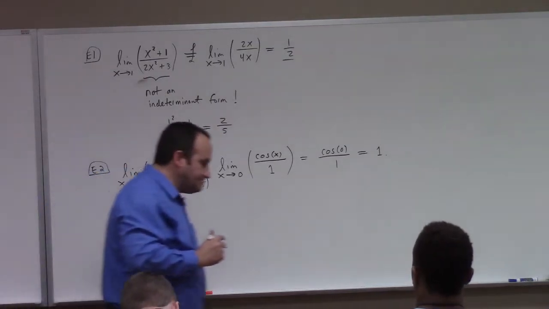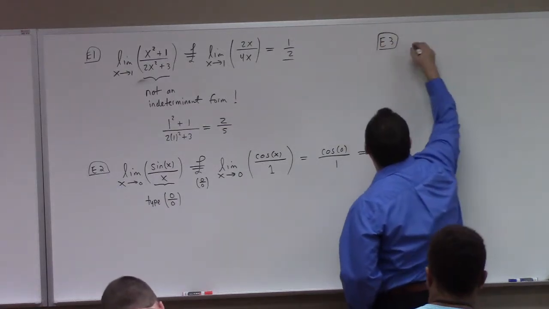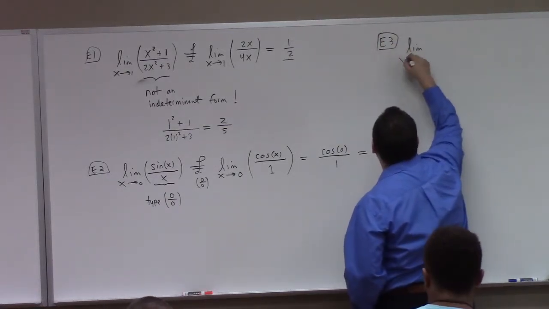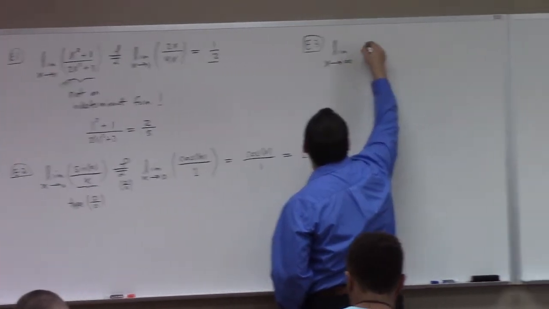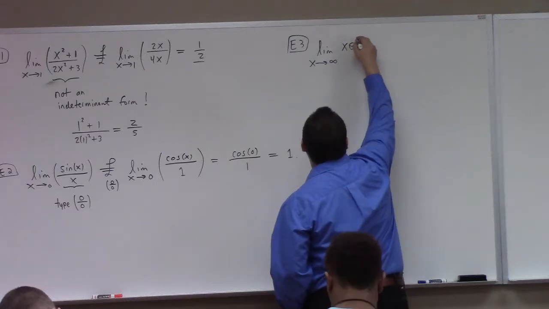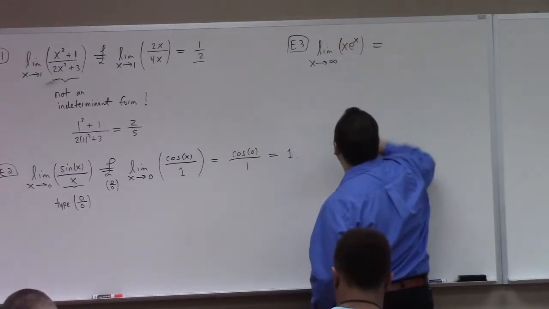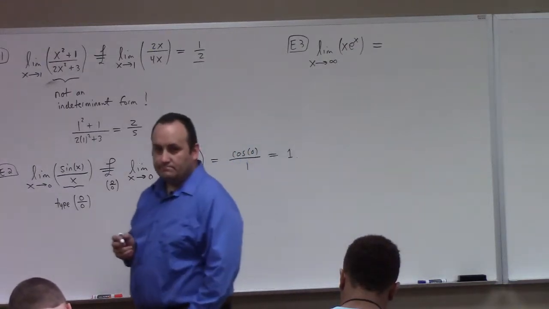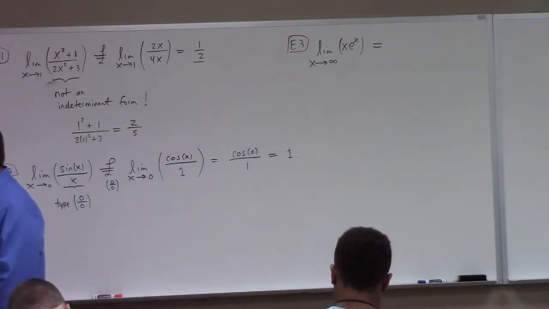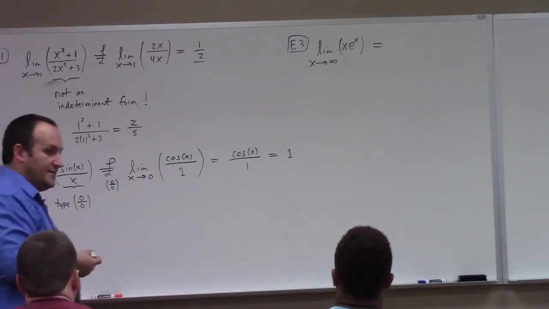Example 3. I'll keep with these easy examples for a bit here. If we take the limit as x goes to infinity of x e to the x, what do we get? I'm not just doing L'Hopital examples here. Go for it. What do you think?